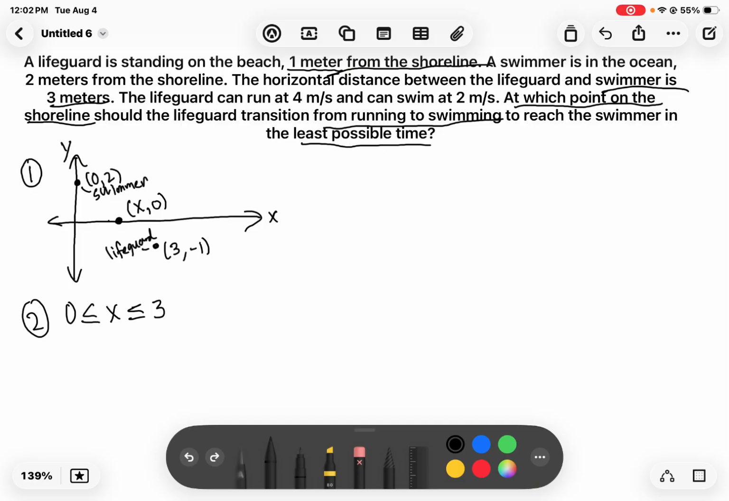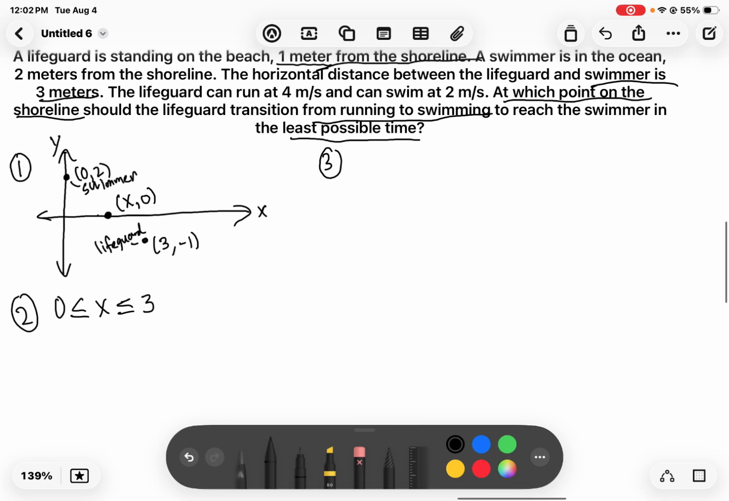All right, good. Now let's build an equation. We want to minimize time, so we want a function of time, some function T of x, which represents the total time. We can break this up into the time the lifeguard takes on the beach plus the time the lifeguard takes in the ocean, right? So on the beach, how long does the lifeguard take? Well, we have to use a special formula: distance is equal to rate times time.